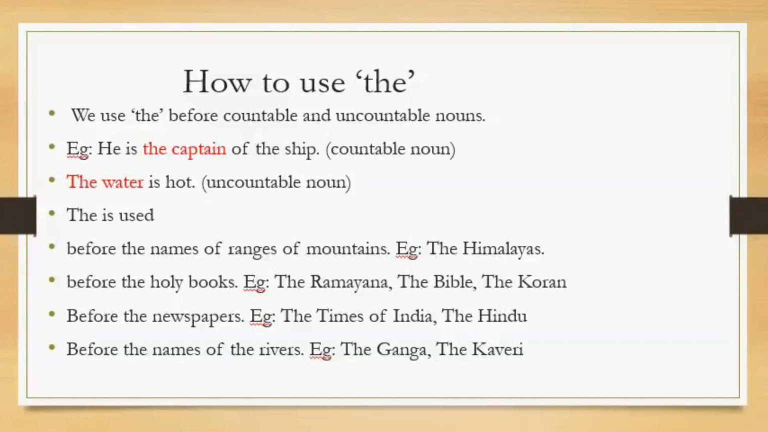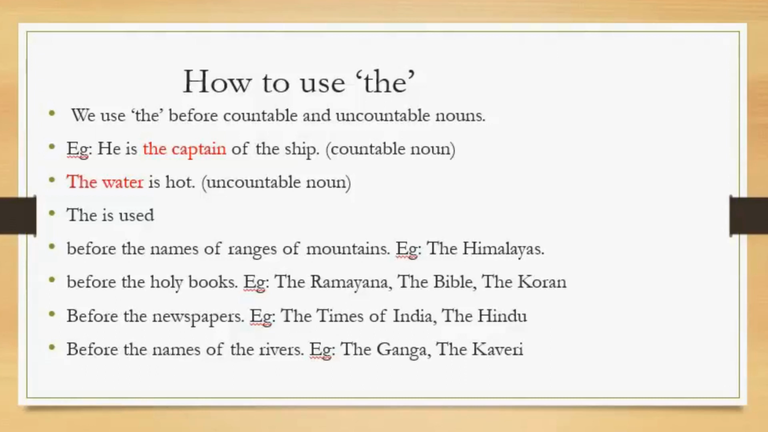The water is hot. Here water is an uncountable noun. Hence, we cannot count. We have used the here because we are talking about the particular water. Suppose two glasses of water are kept on the table. One is cold and the other one is hot. So when we want to specify which glass contains hot water, we put the definite article the. So that's the reason it's the water is hot.